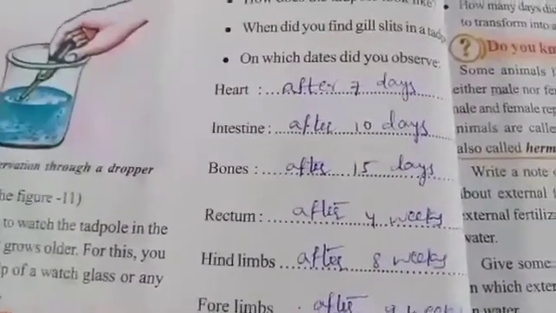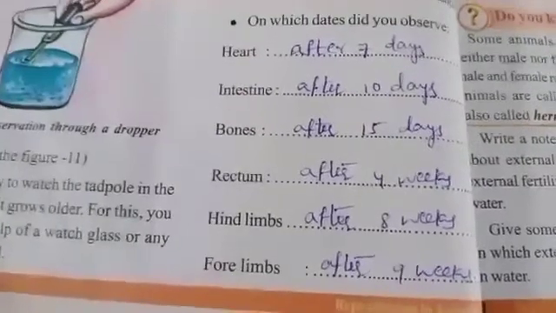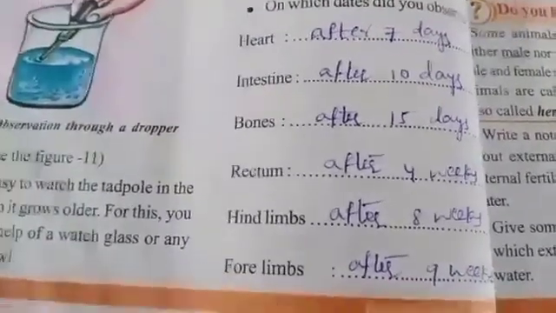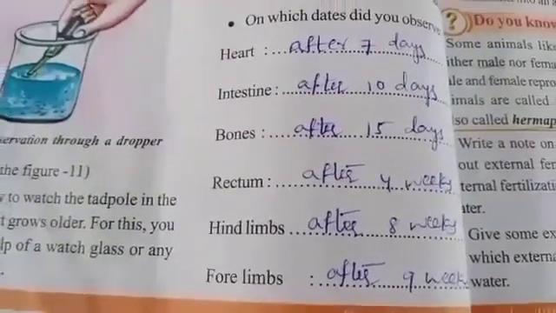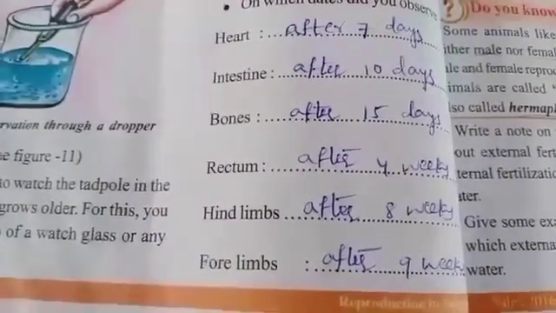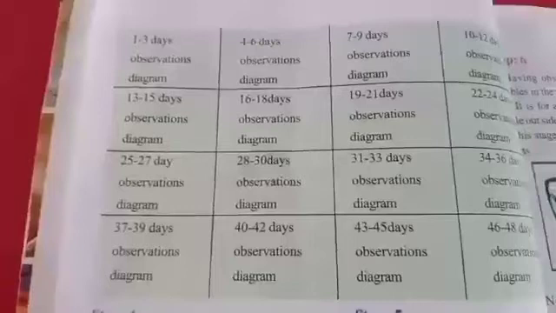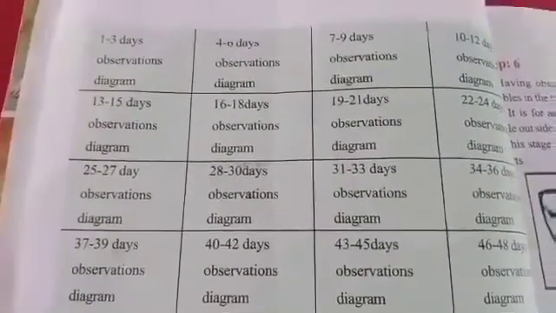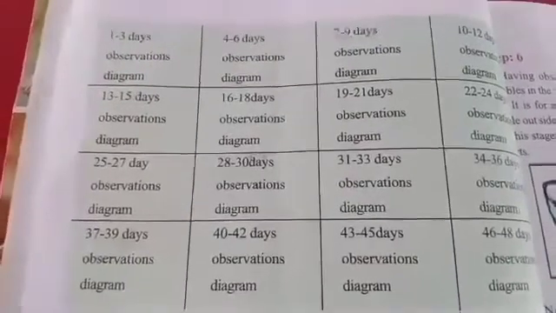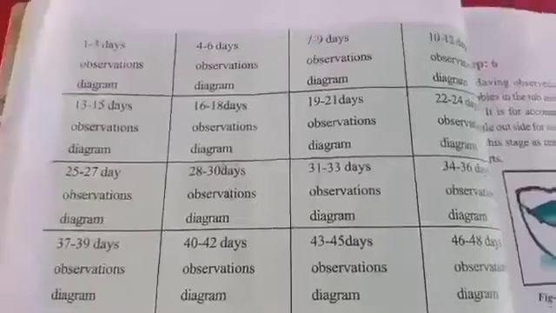After 7 days we will observe the heart. After 10 days we will observe the intestine. After 15 days we will observe the bones. After 4 weeks we observe the rectum. After 8 weeks we observe the hind limbs. After 9 weeks we observe the forelimbs. This process takes place overall 48 days. First day we are collecting eggs and on the 48th day we are collecting the adult frog from this activity.